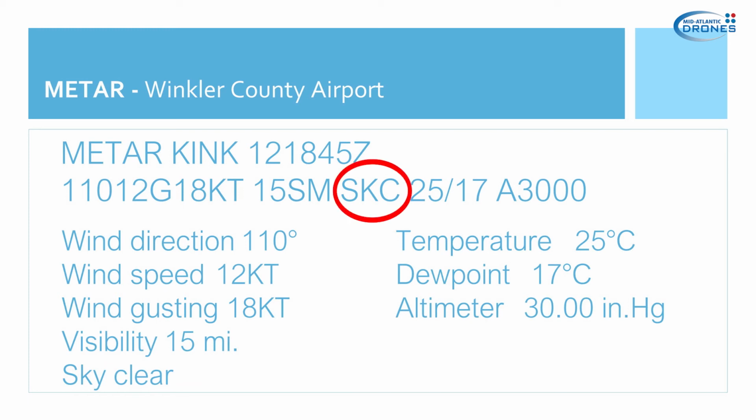Sky clear. Then it has two numbers, 25/17. What that means is that the temperature is 25 degrees Celsius and the dew point is 17 degrees Celsius. Finally, we have the altimeter. The altimeter is 30 inches of mercury. So as you can see, this METAR was really, really easy to decode.